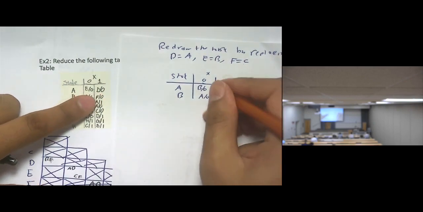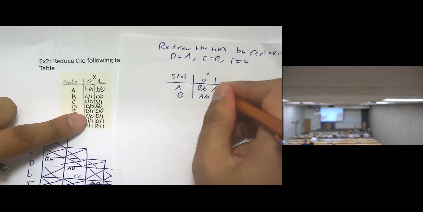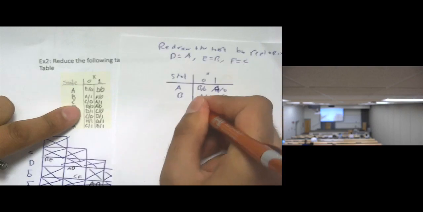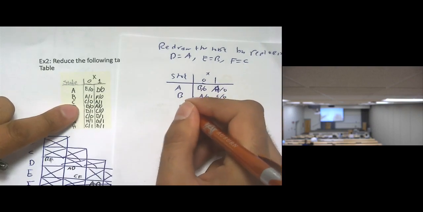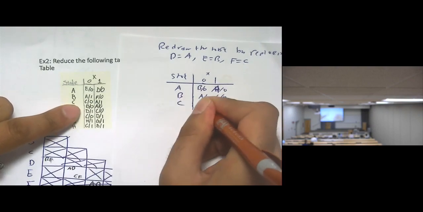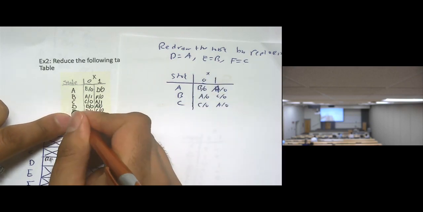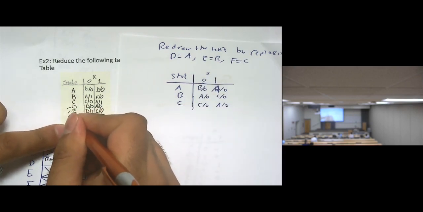Oh, D over A. I'm sorry about that. Thank you. D equal A over 0. Here is A over 0. Here is F equal to C over 0. Then we have C. Here, C over 0, A over 0. Then D has been replaced. E has been replaced. F has been replaced.